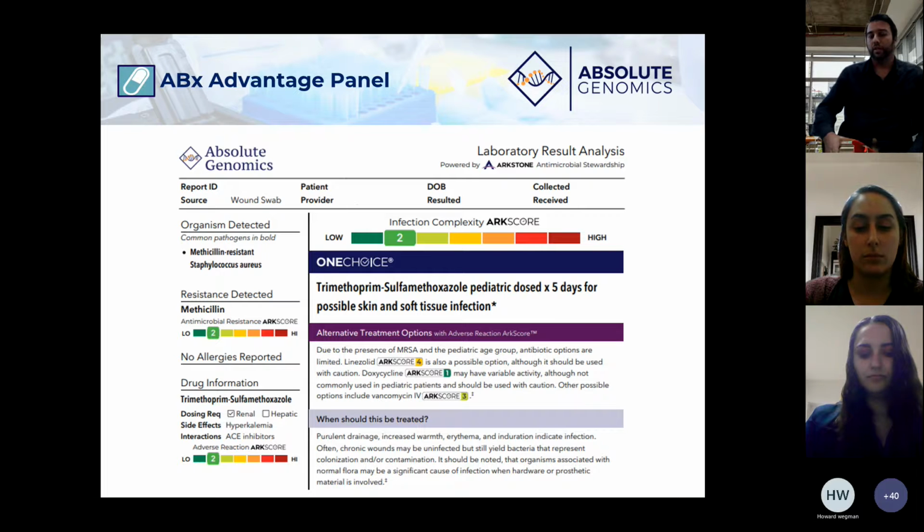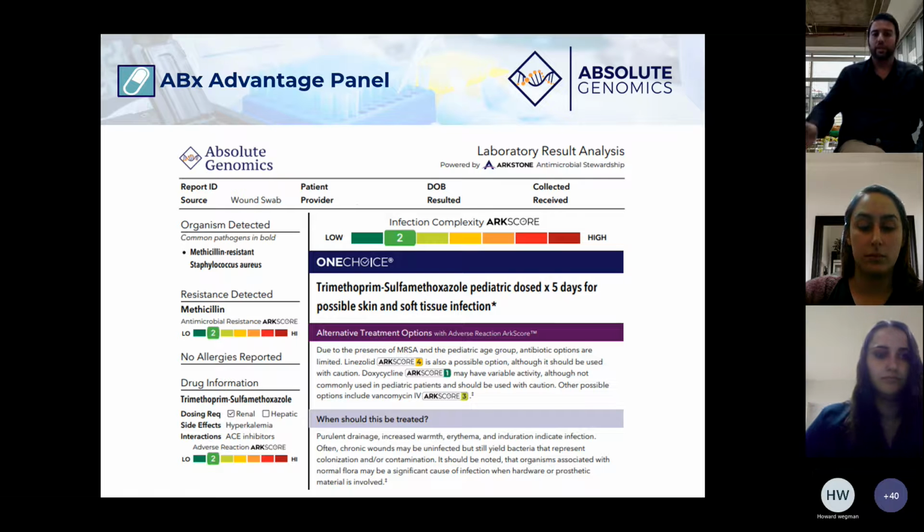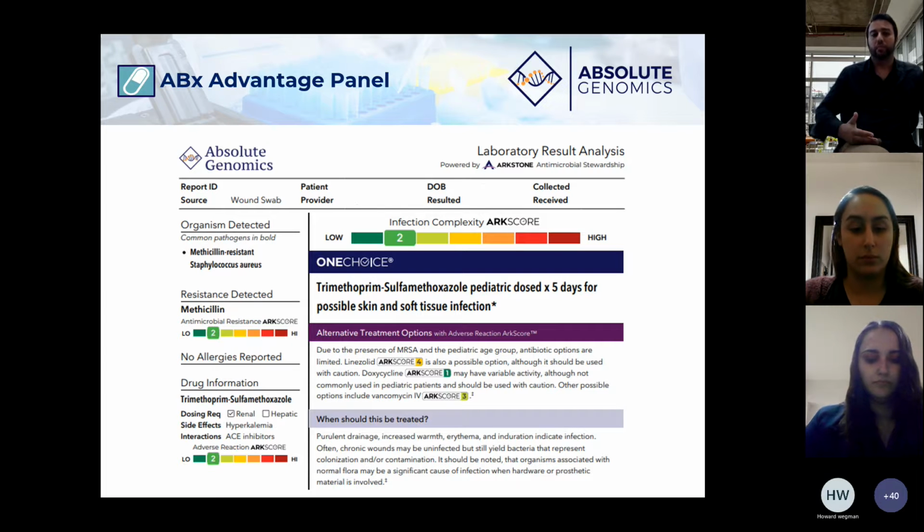Another important thing that comes with our report is the allergy information for different patients. We have heard a lot about penicillin allergy. People have sulfate group allergy. So in that case, if we have the history for that patient, we will recommend drugs that don't contain those groups, but are still effective against that pathogen. So that's another powerful tool.